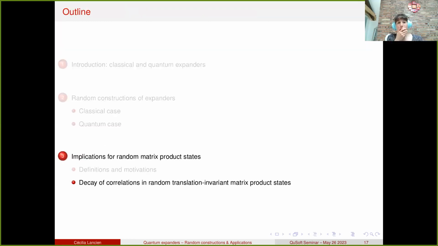Now that we have defined them, let me explain what we're going to be doing. We're going to construct these matrix product states at random, and then try to understand how correlations behave inside this matrix product state.